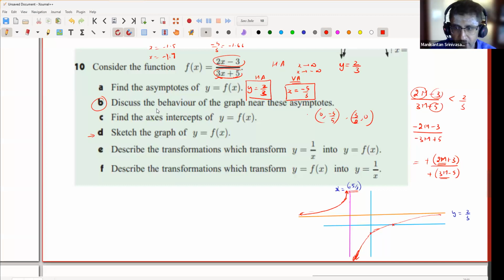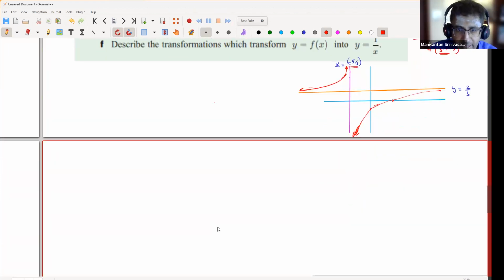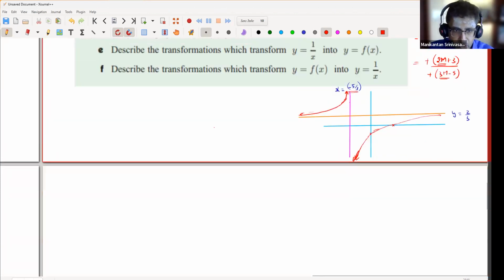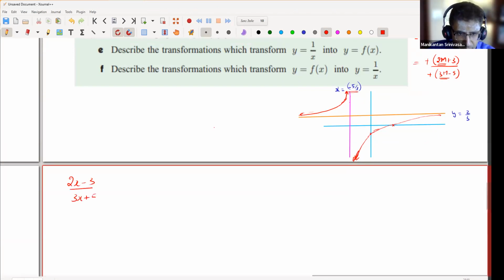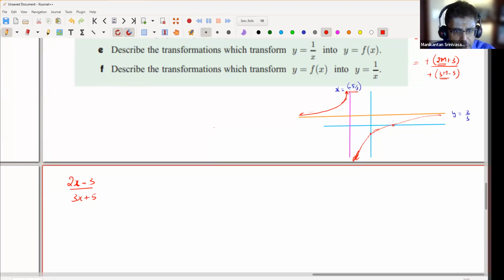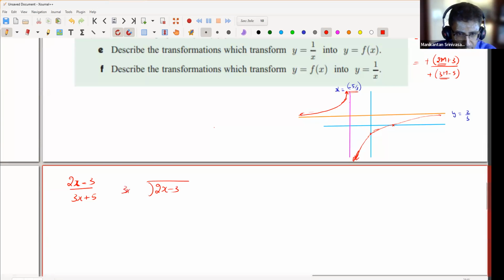The first 4 parts are all clear, right? Okay. So I'll just write down the equation: 2x minus 3 by 3x plus 5. We want the transformations which will lead from 1 by x to this. There are multiple ways to do this. Let's divide it first and see what we get. So, dividing by 3x plus 5.